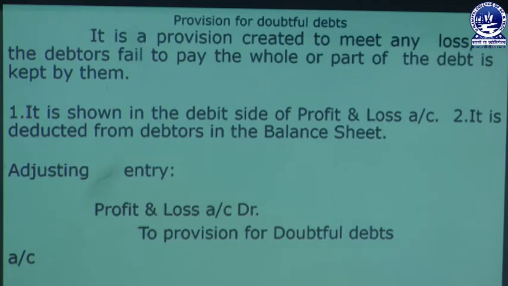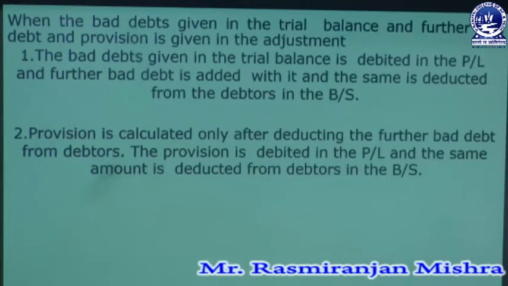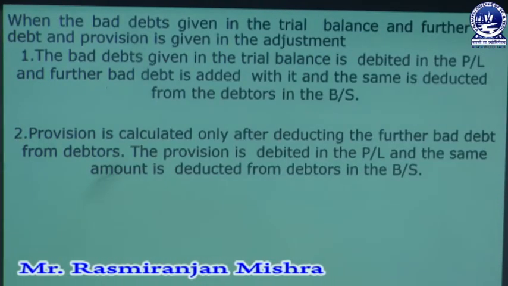What is the adjusting entry that will be made? Profit and loss account debit to provision for doubtful debt. It is one type of loss for the business. Being a loss, the business must show it on the debit side of the profit and loss account. So for that, the adjusting entry will be made as profit and loss account debit to provision for doubtful debt.